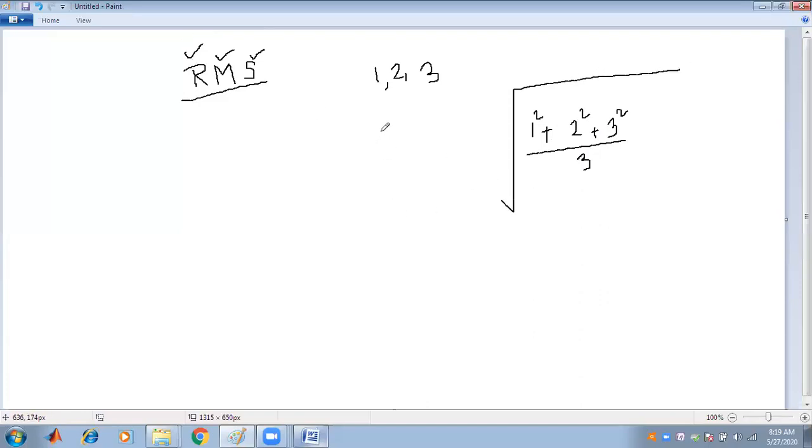Say 1, 2, 3. These are three numbers and we have to find the RMS value. First we have to do the square, means 1 square, 2 square and 3 square. Then we have to do the mean. Mean means summation divided by the total number of terms, that is 3. Then we follow with the root. Calculating that, the root mean square value we get is 2.16.